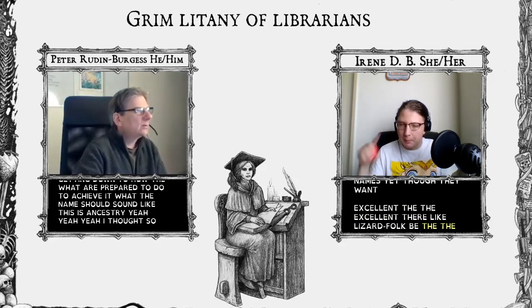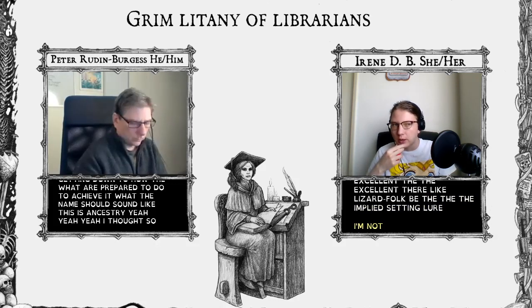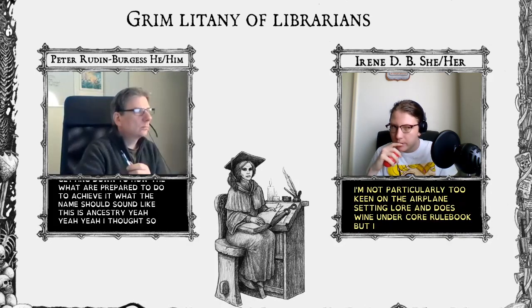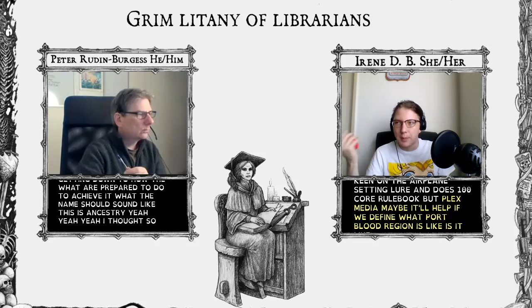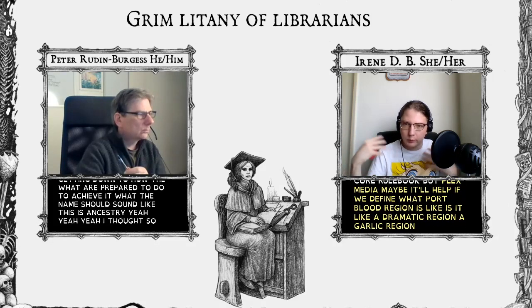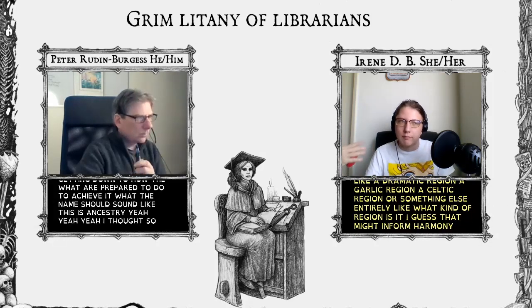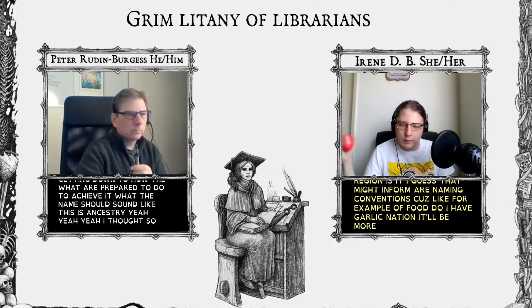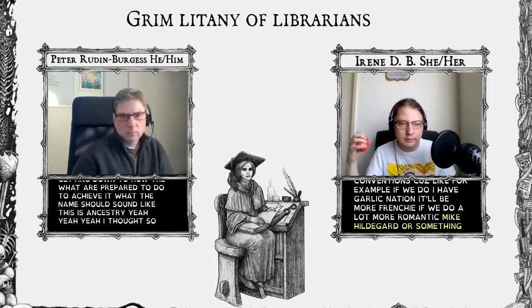I'm not particularly keen on the implied setting lore in the Zweihander core rulebook, but let's see, maybe it'll help if we define what Port Blood's region is like. Is it like a Germanic region, a Gallic region, a Celtic region, or something else entirely? What kind of region is it? I guess that might inform our naming conventions. For example, if we do a Gallic nation, it'll be more French type names. If we do a Germanic type region, it's going to be more Germanic names, like Hildegard or something.